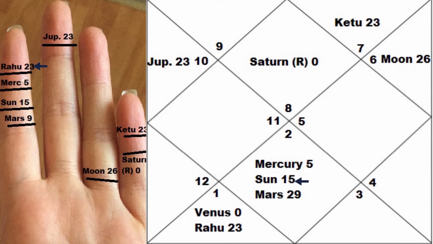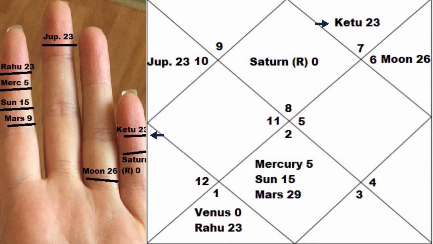Then if we look at Taurus, we can see on the birth chart that Mercury's at 5 degrees, the Sun at 15 degrees, and Mars at 29 degrees. And we can see those corresponding lines in the correct spaces over here as well. In Virgo, on the birth chart, the Moon is at 26 degrees. The 12th house for this person has Ketu at 23 degrees. And we can see that line over here as well.